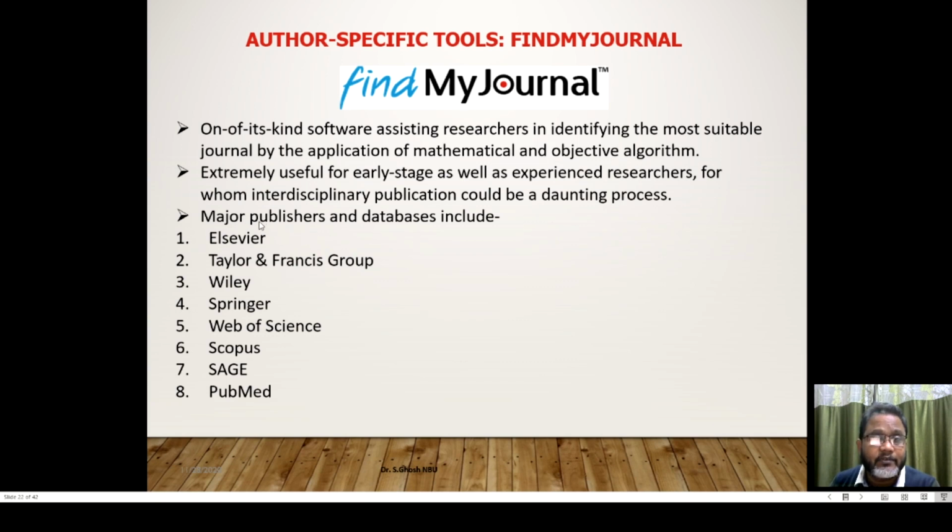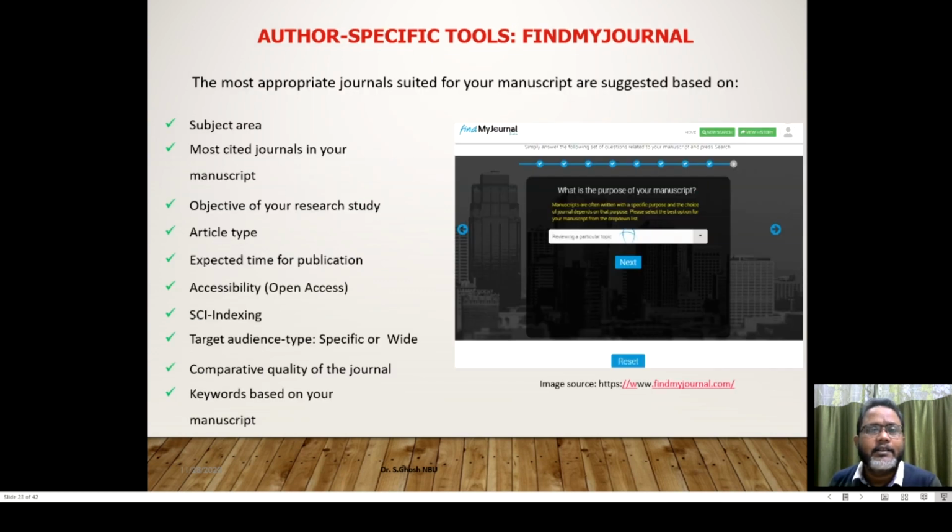These are the different publishers and databases included in Find My Journal: Elsevier, Taylor and Francis, Wiley, Springer, Web of Science, Scopus, Sage, PubMed. So practically speaking, you will see the world's most renowned publishers, those who are publishing different kinds of journals, on Find My Journal. Just check it and see whether that journal is popping up or not. If the journal is popping up, you will get other things also.